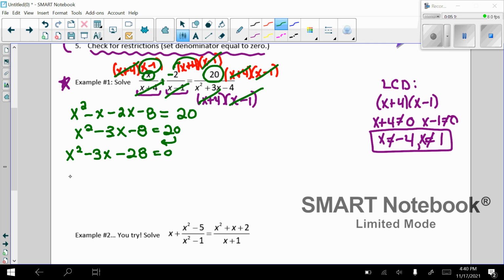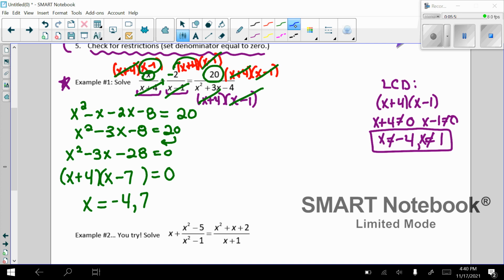Okay, so let's go ahead and factor it. Two numbers that multiply to equal negative 28 and add up to negative 3. So of course, x and x, you might be thinking 1 and 28, 2 and 14, 3 doesn't go in, 4 and 7, that's the one. So we're going to have x plus 4, x minus 7. And when we solve these, we get x equals negative 4, or x can also equal 7.